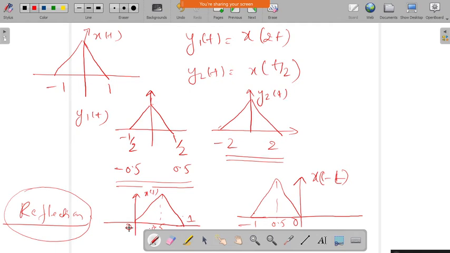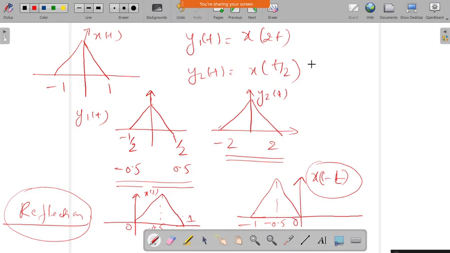So let us take here, 0 is there, if I put t equal to 0, it gives 0. And t is 0.5, if I put minus 0.5, it will give minus 0.5. And similarly here 1 is there, if I put minus 1, it will give minus 1. So that is what x of minus t is, a reflection of the signal around this vertical axis. Okay, so these are all very important operations: time scaling, time shifting, and reflection.